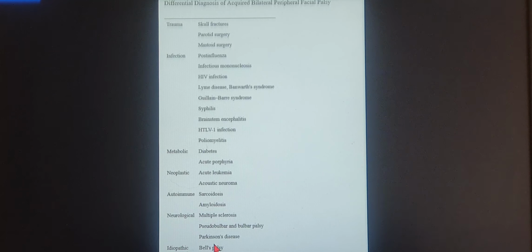So the patient may have a simultaneous occurrence of both sides facial palsy, or may have one side first and the other within a span of a month or so. So that is what you have to keep in mind, the duration and the time of onset.